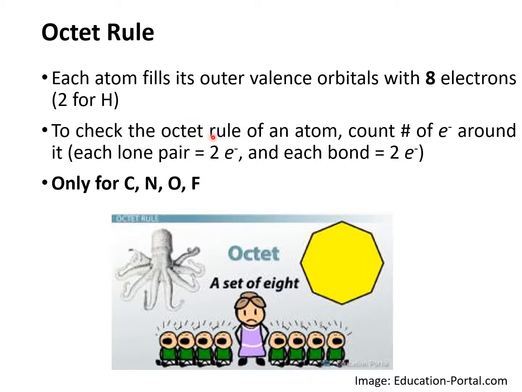In order to check whether an atom obeys the octet rule, we first count the number of electrons in it, where each lone pair represents 2 electrons and each covalent bond also represents 2 electrons. Now it's important to remember that the octet rule only applies strictly for carbon, nitrogen, oxygen, and fluorine. While the other elements in the periodic table can sometimes obey the octet rule, they don't necessarily have to.